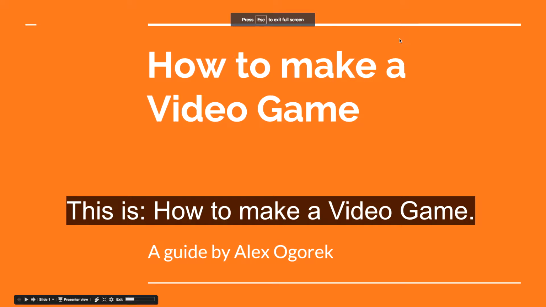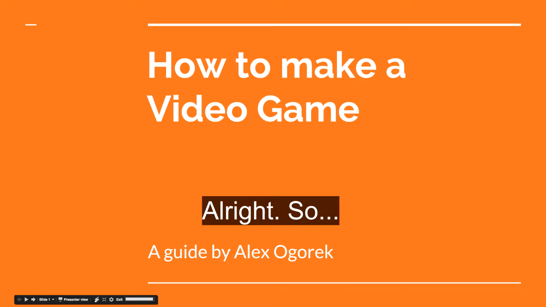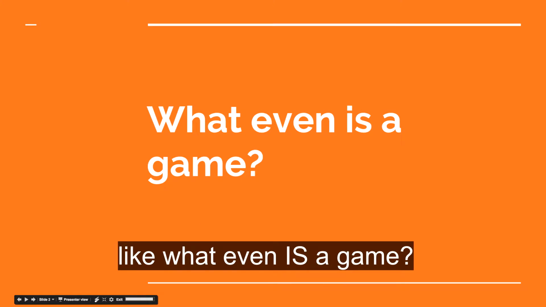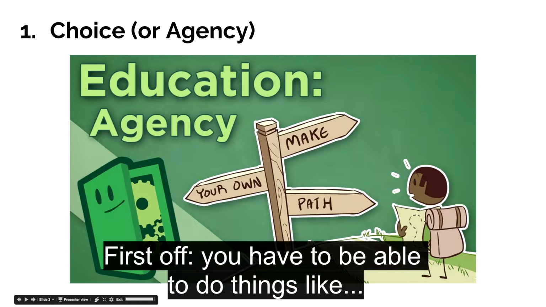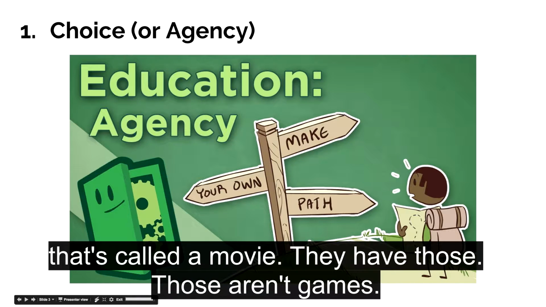This is how to make a video game. Alright, so first we need to get the definition out of the way: what even is a game? First off, you have to be able to do things; the player has to have choice or agency. If it's just sitting there watching something, that's called a movie. Those aren't games.